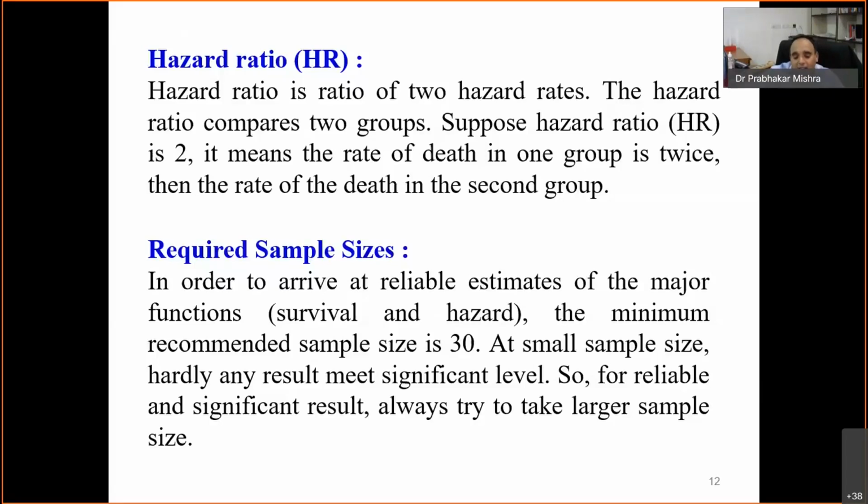With a small sample size, hardly any result reaches significance. As I also demonstrated during the practical class, when we increase the sample size, the significance level also increases. So another disadvantage of a smaller sample size is that hardly do we get a significant result in our study. So always try to take as large a sample size as possible, within your limits, like manpower and feasibility.